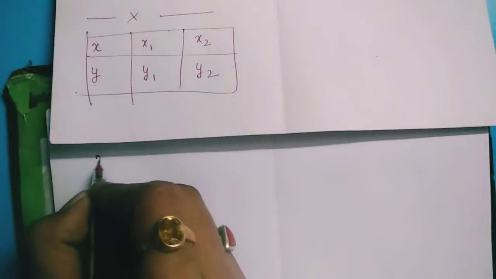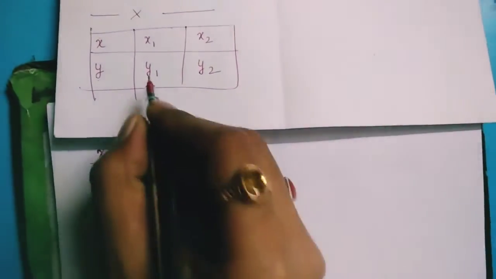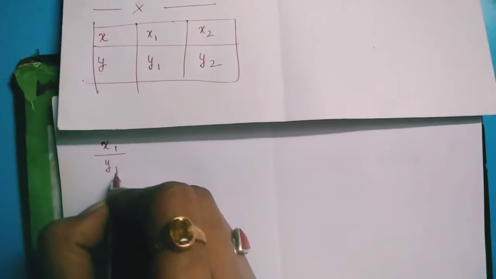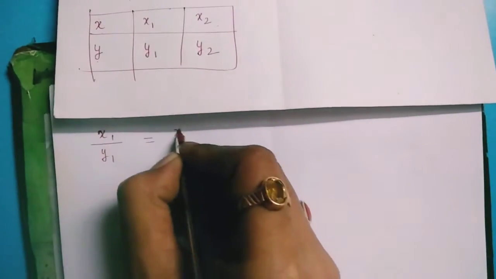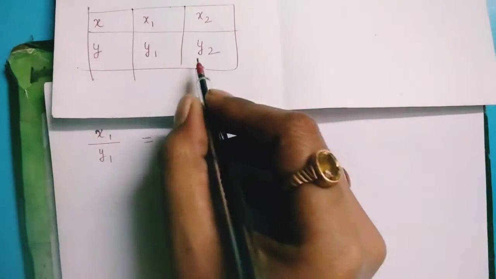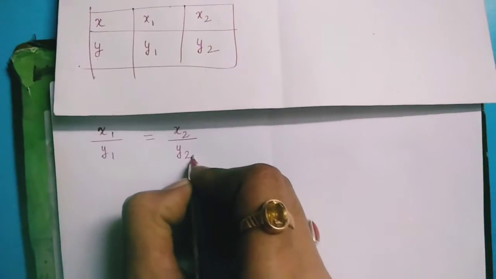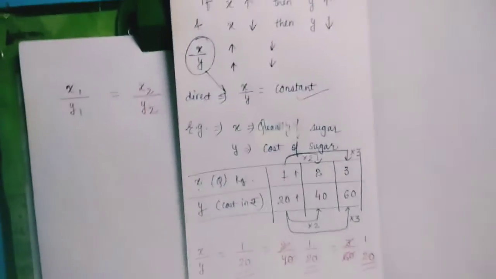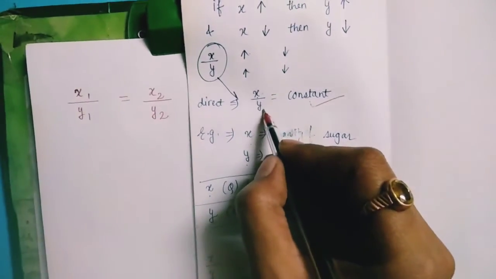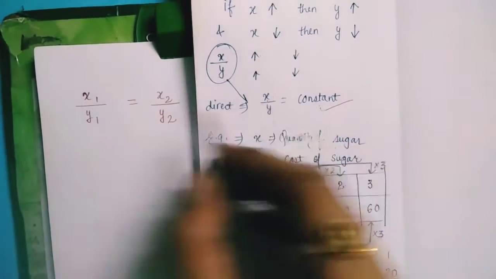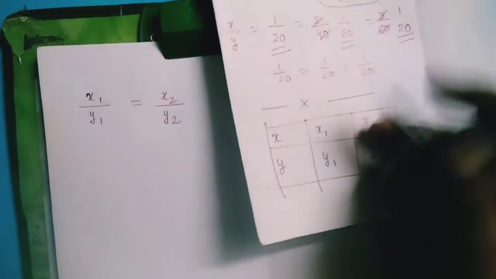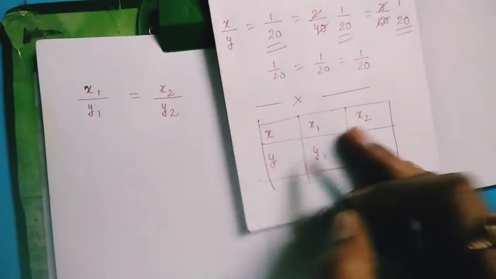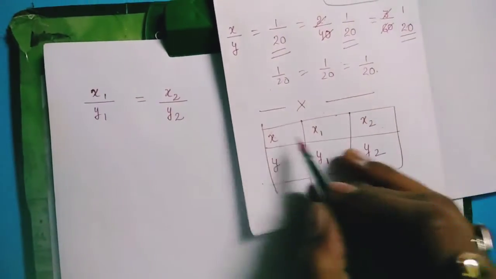So we can take our answer as: as x1 increases, y1 also increases, and as x2 increases, y2 will also increase, because we have seen here that x by y is a constant. So here x and y are the corresponding values of x and y.